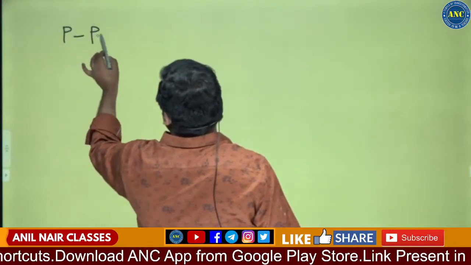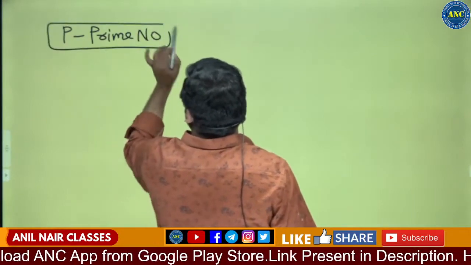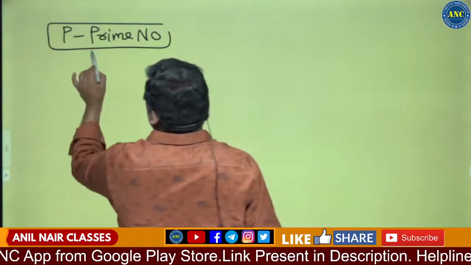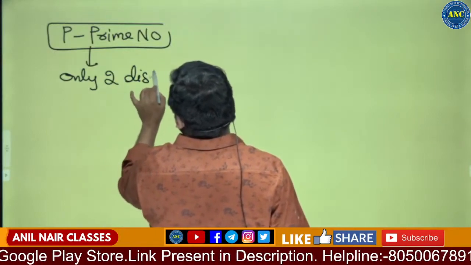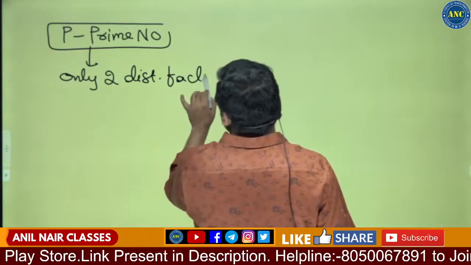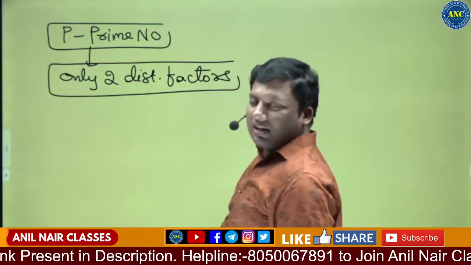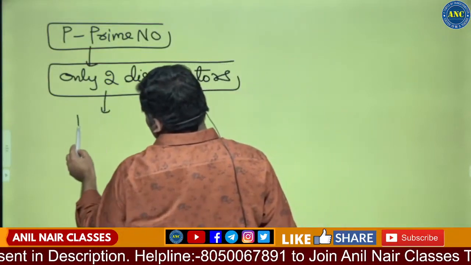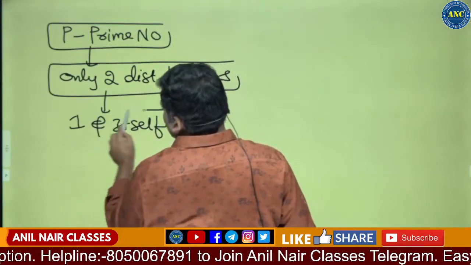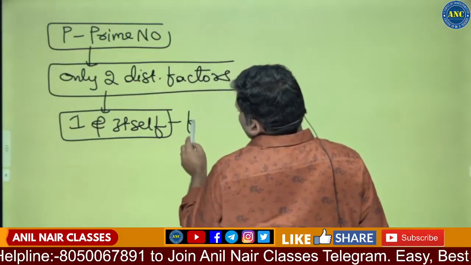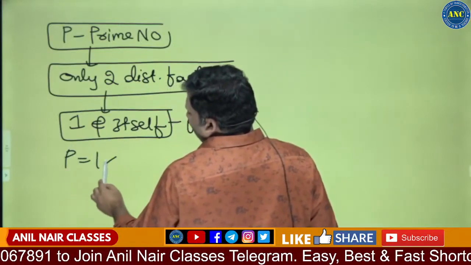Suppose instead of this one, what did we say? P is a prime number. A prime number will have only two distinct factors. Other than these two, there will not be any other factor. What are those factors? One and itself. Very, very important concept. So P's factors will be one and itself.